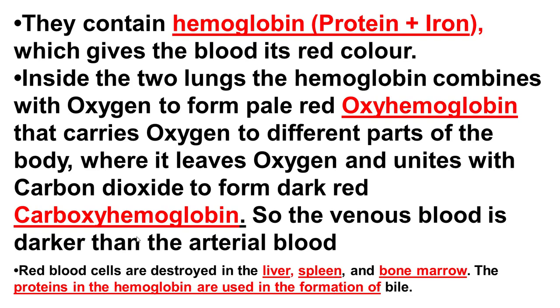Red blood cells are destroyed in the liver, spleen, and bone marrow. The protein of the hemoglobin is used in the formation of bile. So it is very important that they are destroyed inside the liver, because the liver is the source of bile juice, and bile juice is made by the liver from the destroyed red blood cells.